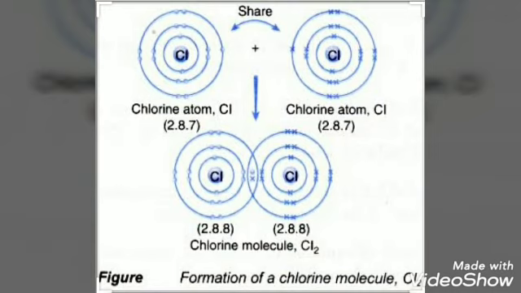Since the 2 chlorine atoms share 1 pair of electrons, the bond between them is called a single covalent bond. The 2 shared electrons are counted with both the chlorine atoms for the purpose of determining their inert gas configuration. Each chlorine atom in the chlorine molecule has the electronic configuration 2, 8, 8, resembling its nearest inert gas, argon. Therefore, a chlorine molecule is more stable than 2 separate chlorine atoms.